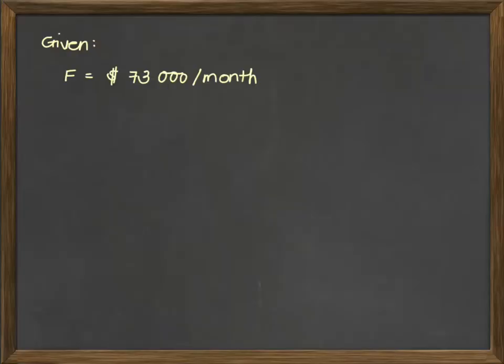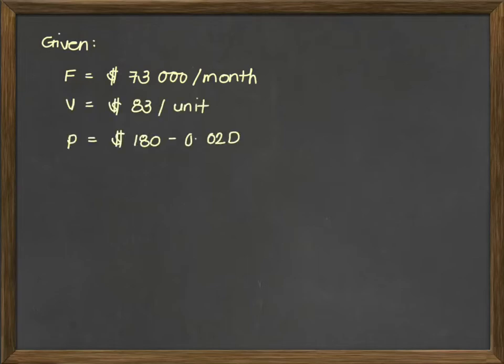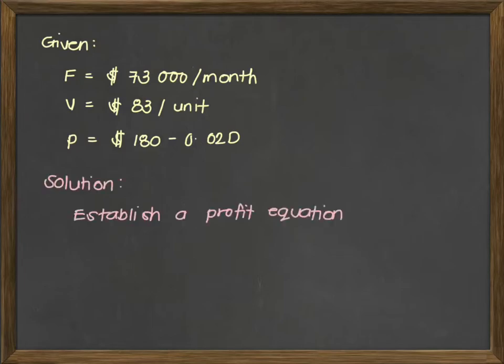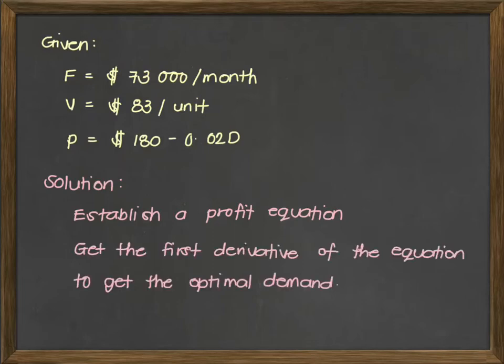Now, for our given information, fixed cost is $73,000 per month. And then, yung variable cost is $83 per unit. Your price is given by the equation 180 minus 0.02D. So, for our solution, we have to establish first a profit equation since yung ating price is given by the following equation. Now, we have to get the first derivative of the equation to get the optimal demand. So, medyo magka-calculus tayo ng konti dito, pero slight lang.